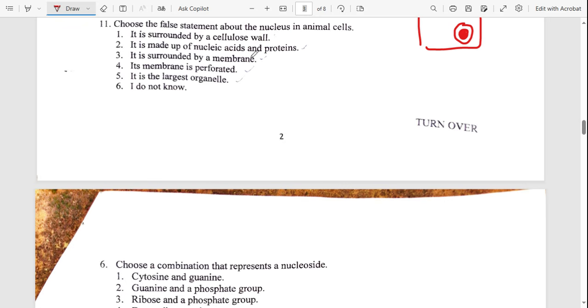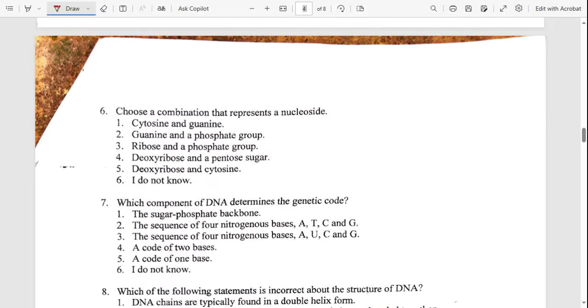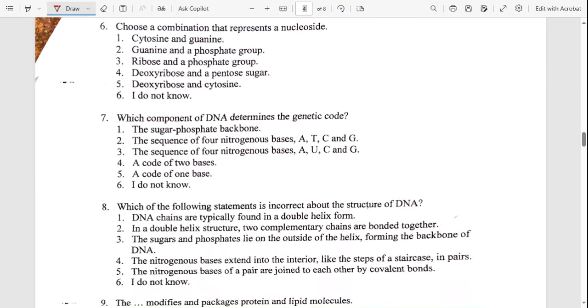It is surrounded by a membrane, that is correct. It is made up of nucleic acid and proteins, that is correct. It is surrounded by a cellulose wall, this is false. What cellulose surrounds is the cell membrane, not the nucleus, and it is actually the cell membrane of plants.